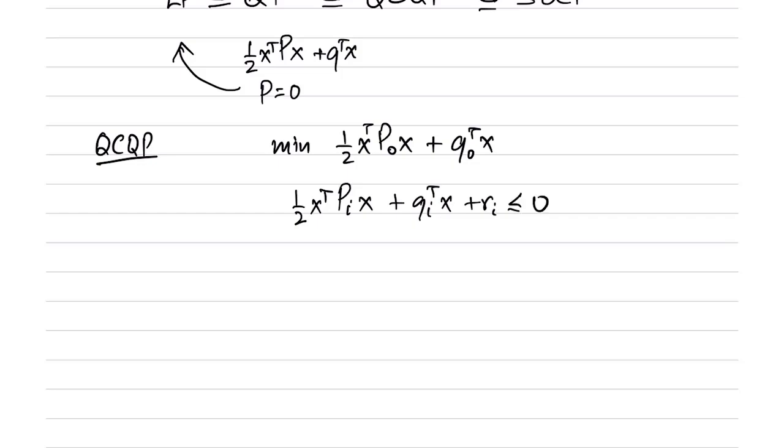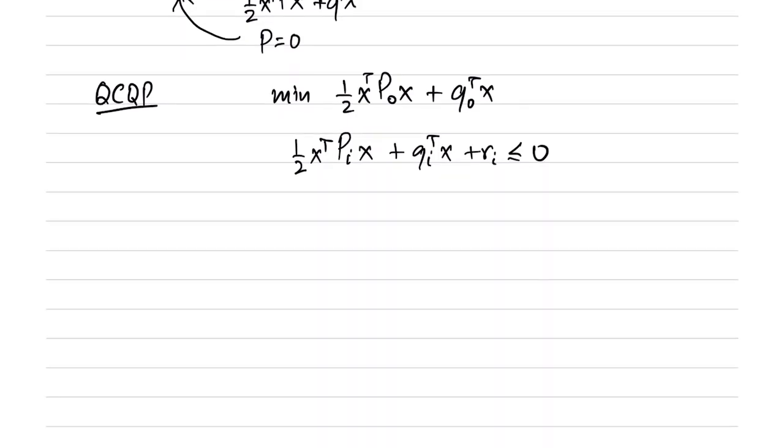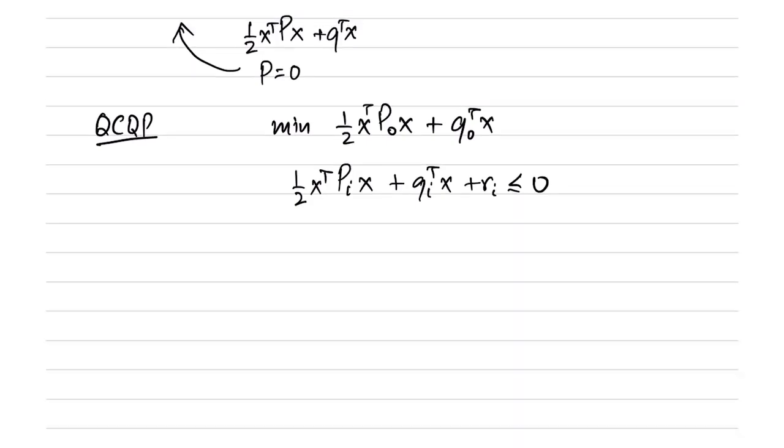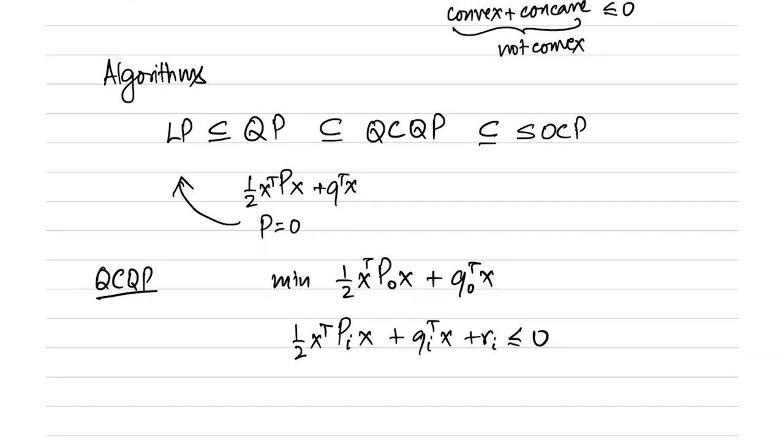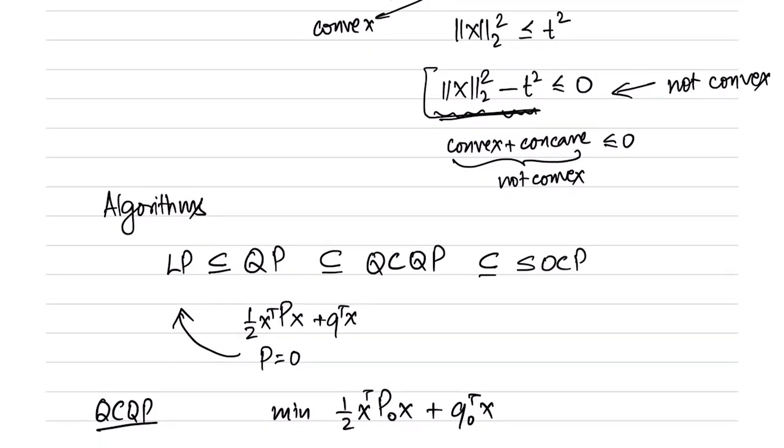So this is a QCQP. We have already seen this. Let's try to express it as a SOCP. Note that the converse is not true. It is not necessary that you can always express a SOCP as a QCQP. We have already seen this here.